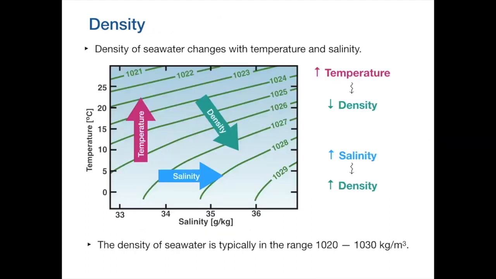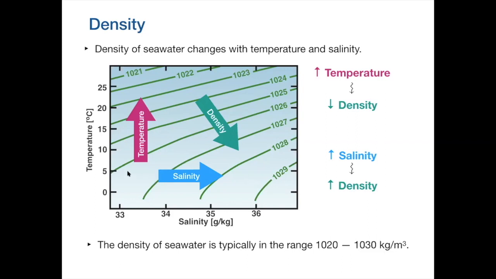This is what's known as a TS diagram, or temperature-salinity diagram. On the vertical axis is temperature, and the horizontal axis is salinity. The green lines here are density contours. Up here we have a density of 1,021 kilograms per cubic meter, and as we come down on the diagonal, the density increases, and the bottom line plotted here is 1,029 kilograms per cubic meter.